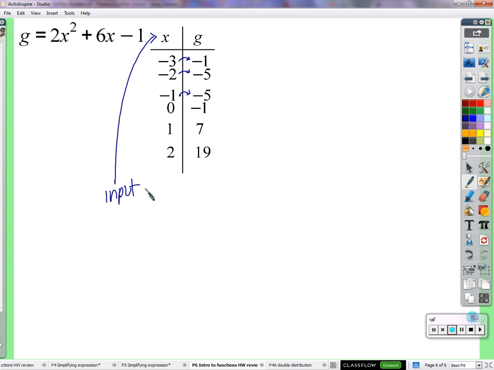Into this place we usually call X, we have the input. The input numbers to X. And so then what do we call the number that we get for G, do you think? Output. Input and output.